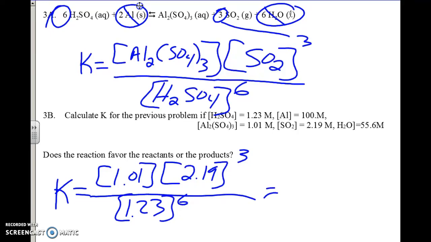Well, hopefully you paused the program. This is 3.06. That's your K value. That means this reaction would favor the products over the reactants.